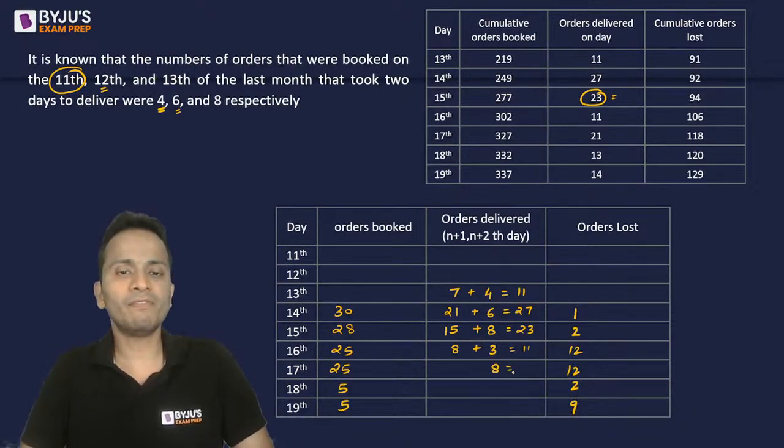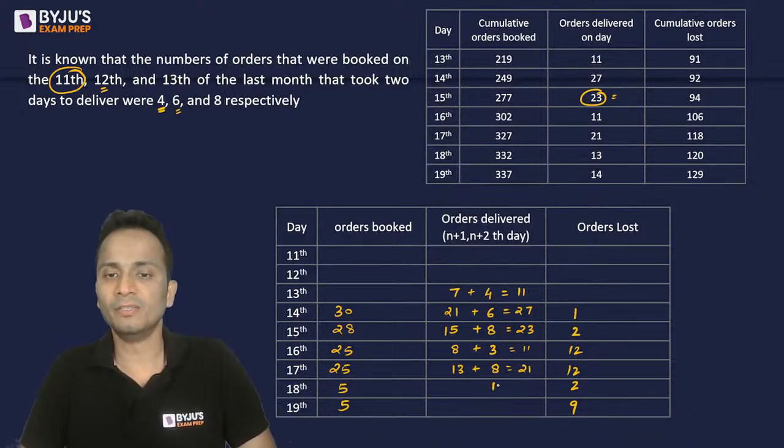Total number of orders delivered on 17th is 21. So the remaining number of orders will be equal to 13, and these were booked one day before. So next, go for 16th. Total 25 orders. This will be equal to the sum of this and this. So 25 minus 13 minus 2, that is 10. So this missing number is equal to 10.